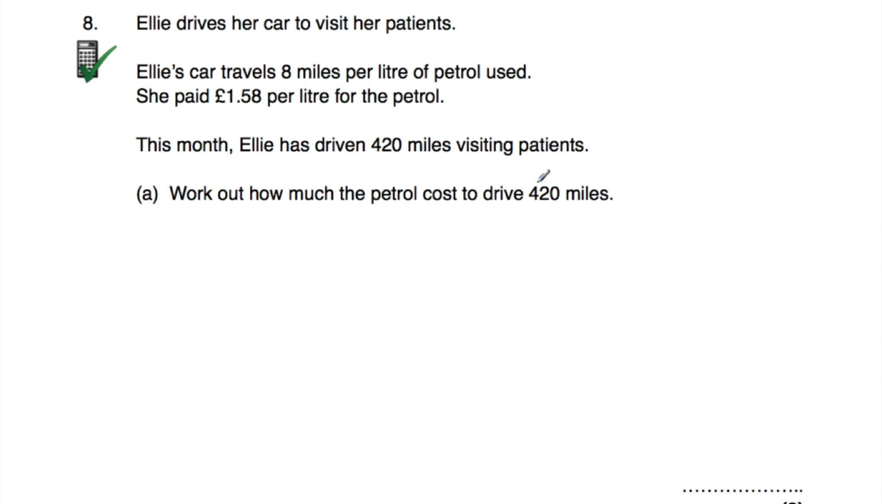So Ellie's driven 420 miles and for every 8 miles it uses 1 litre of petrol. So if we divide 420 by 8, that would tell us how many litres of petrol she needs. So if we do 420 divided by 8, that's equal to 52.5, so 52.5 litres. So that means that Ellie has used 52.5 litres of petrol. And we can check our answer. If we multiply the 52.5 litres by 8, that'll tell us how many miles that she would have driven, and that would be 420.